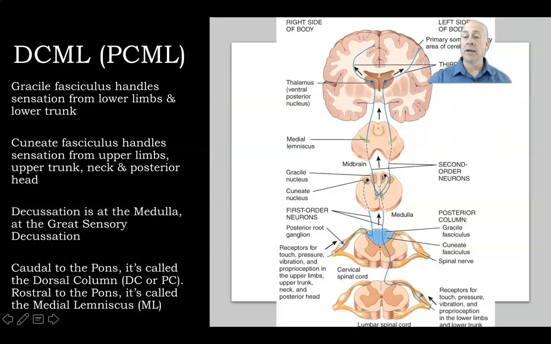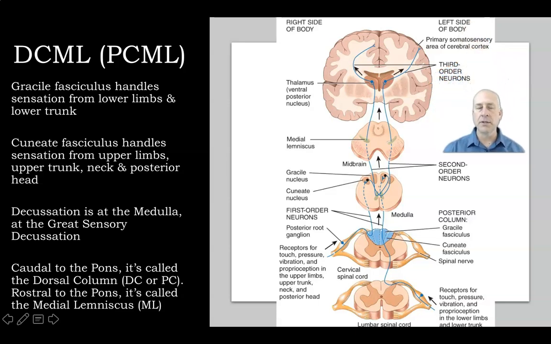So let's break it down and look at the DCML or the PCML. Use either one completely interchangeably: dorsal column medial lemniscus or posterior column medial lemniscus. Both the same. You're going to have it broken into two. You're going to need to be able to break it into the gracile fasciculus and the cuneate fasciculus. The gracile fasciculus is the more medial of the two, and the cuneate is a little bit lateral.